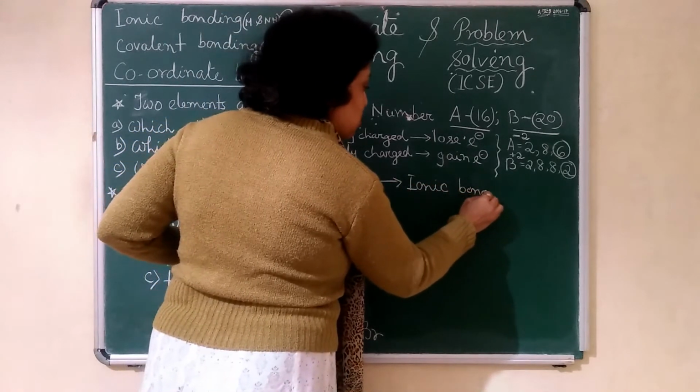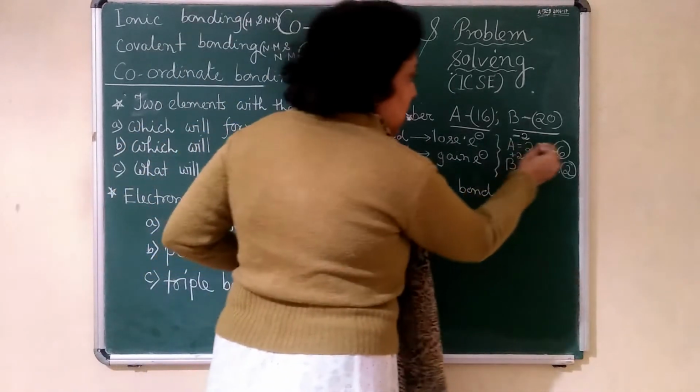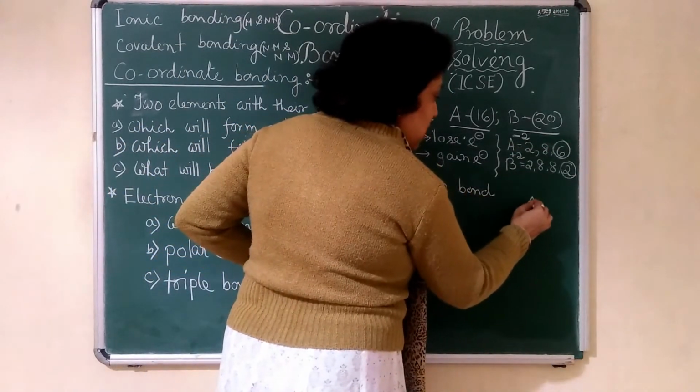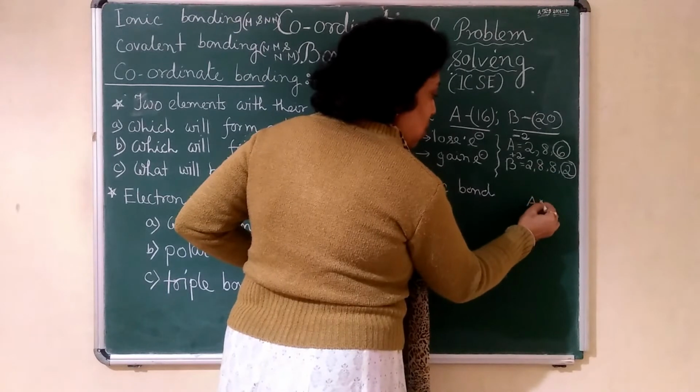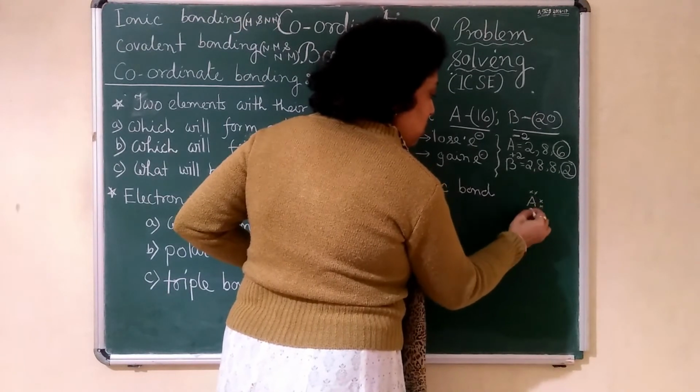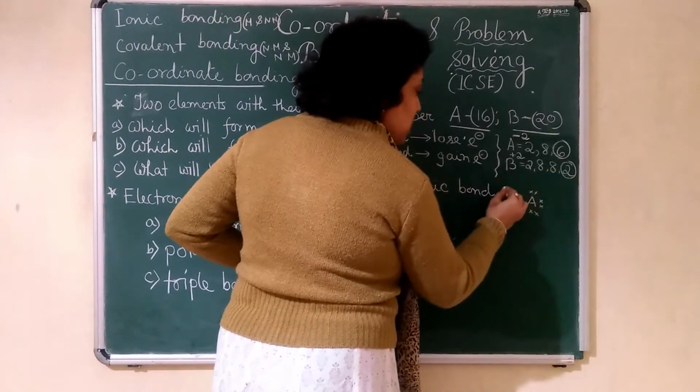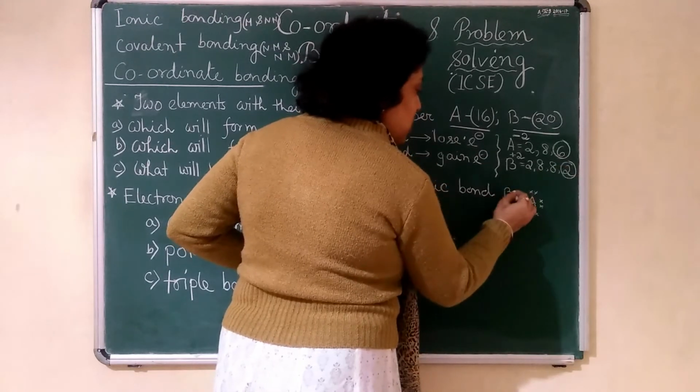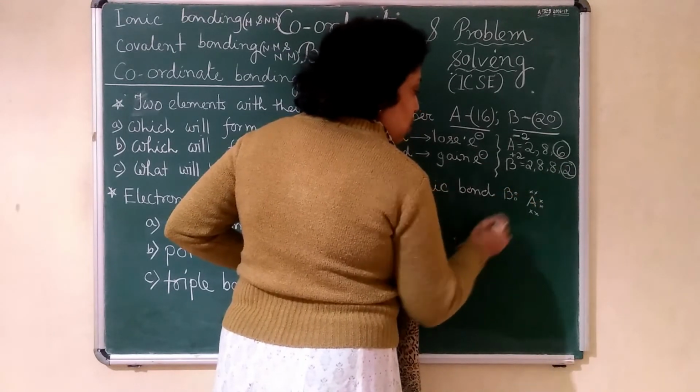You can show also how it will be. A is having 6 electrons. Draw 1, 2, 3, 4, 5, 6. And B is having valence electron 2. So this 2. What will happen?